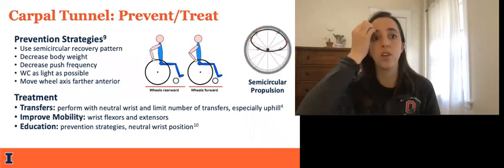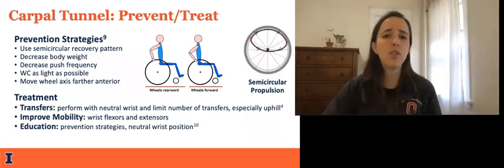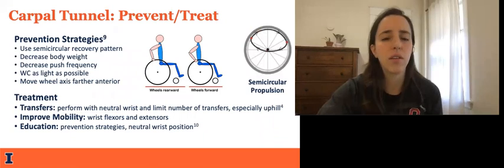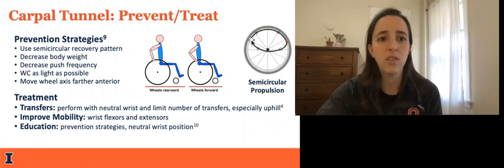So some prevention strategies for carpal tunnel are to use this semicircular recovery pattern. So that's here. We're coming in a whole circle, so your hand will drop down after you release the wheel. To decrease body weight, which is definitely easier said than done, especially when you have carpal tunnel syndrome. But the next one is to decrease push frequency.